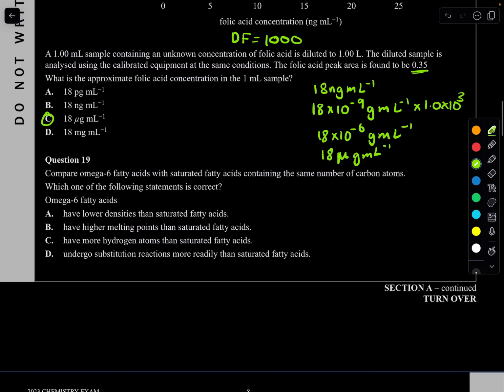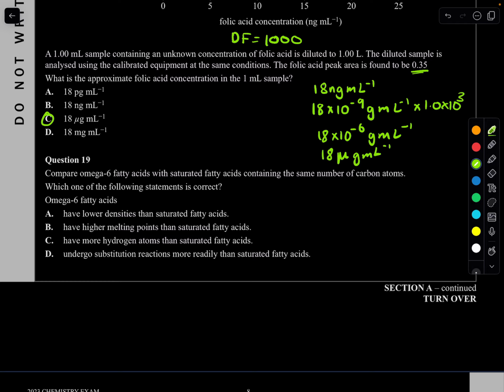Question 19. Compare omega-6 fatty acids with saturated fatty acids. Remember, omega-6 has, on the sixth carbon, a double bond, and that's what really defines what an omega-6 fatty acid is. A saturated fatty acid has no double bonds, containing the same number of carbon atoms. Which of the following statements is correct? A. Omega-6 fatty acids have lower densities than saturated fatty acids.